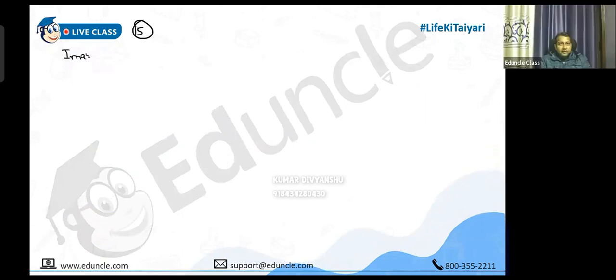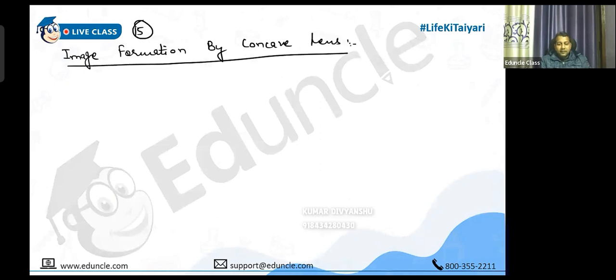So image formation by concave lens. Object at infinity.